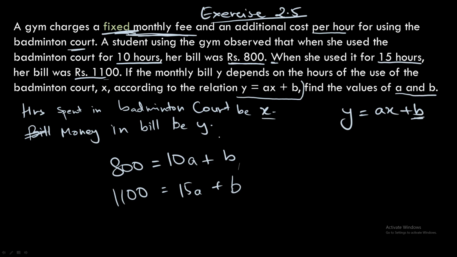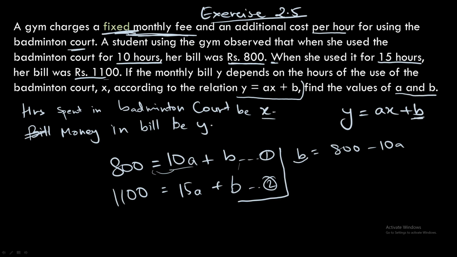So let us call these equation 1 and equation 2. From equation 1, we can say that b is equal to 800 minus 10a. So this means that if we move 10a over here, then we get b, b is equal to 800 minus 10a. Let us substitute the value of b in here.